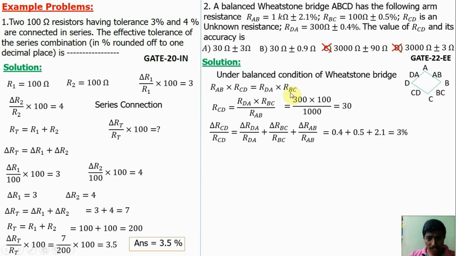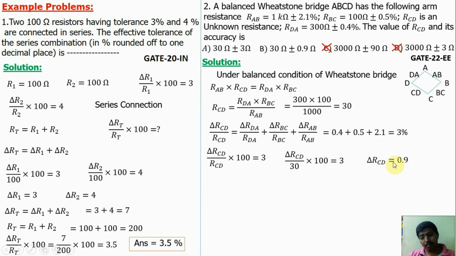Okay, in this option it is not a percentage, this is a value, so we have to convert this percentage into a value, del RCD value. So here del RCD by RCD into 100 is equal to 3. Okay, here the RCD value is 30. Substitute here. Del RCD by 30 into 100 is equal to 3. So we will get del RCD is equal to 0.9. So option B is correct.